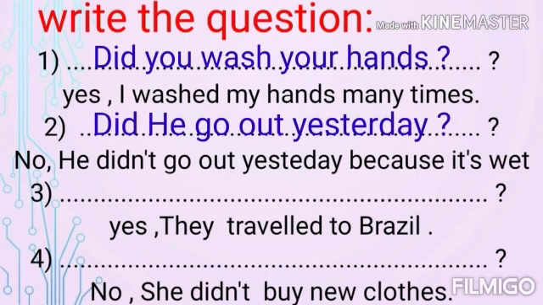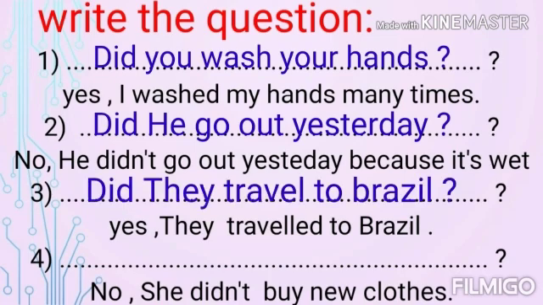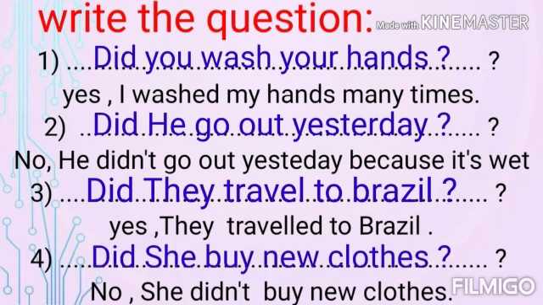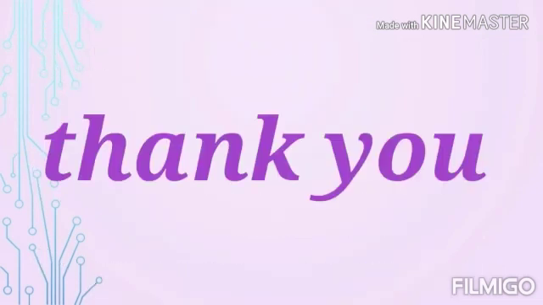Did he go out yesterday? No, he didn't go out yesterday because it's wet. Number 3. Did they travel to Brazil? Yes, they traveled to Brazil. Number 4. Did she buy new clothes? No, she didn't buy new clothes. Okay, so with did, we can answer by yes or no.